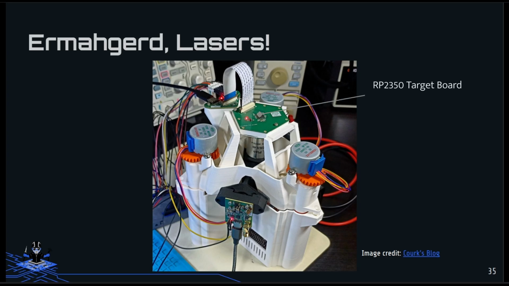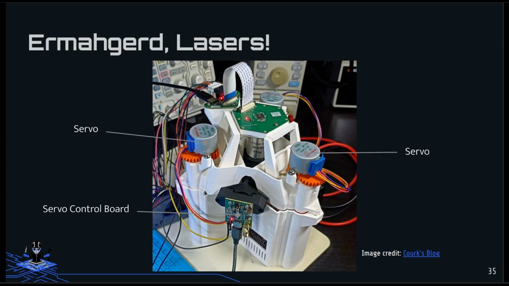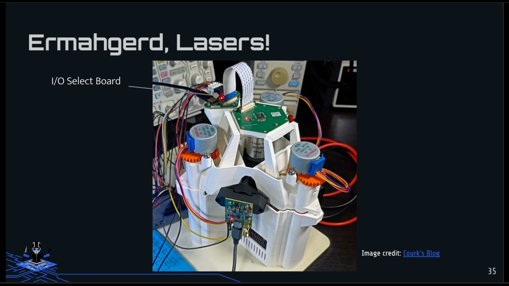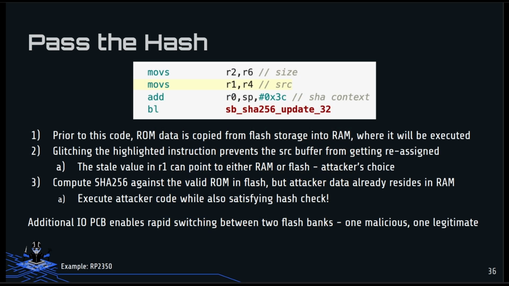So if we look right here, we can see that this is our PCB board with the RP2350 on top. There's a hole underneath the chip in that PCB, and there we see the laser shining up underneath it. Now that laser is controlled in X and Y axes with these two servos, and that's controlled by that board. And then there's this I/O input-output board attached to it through the ribbon cable. Because as we look at this, here's the code that we're trying to target.